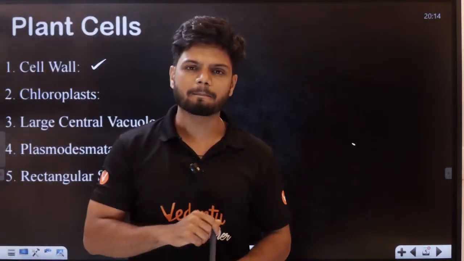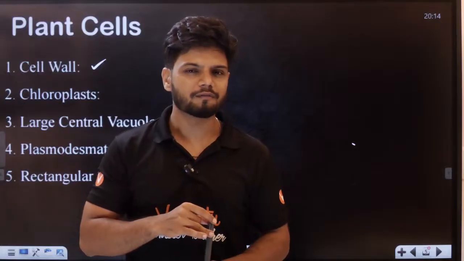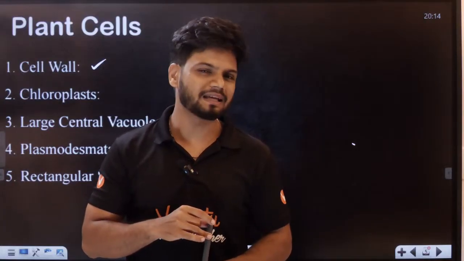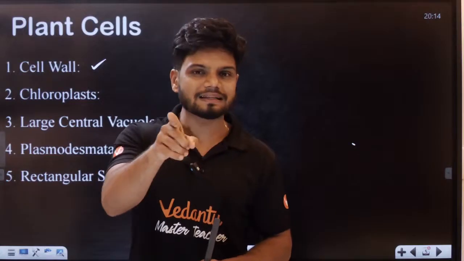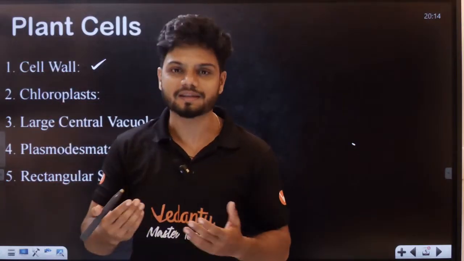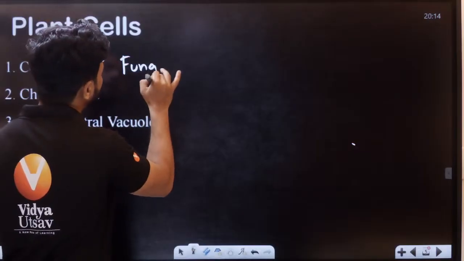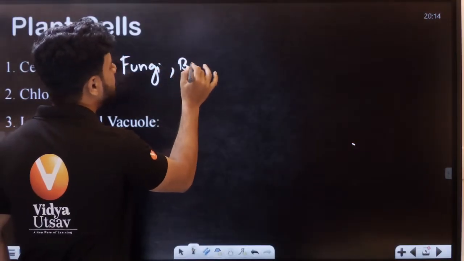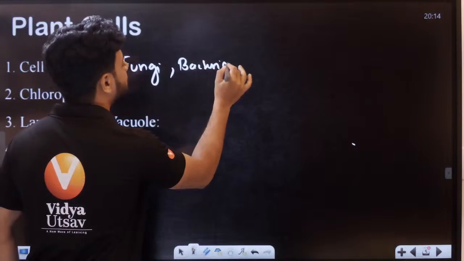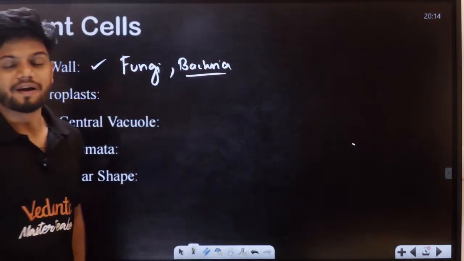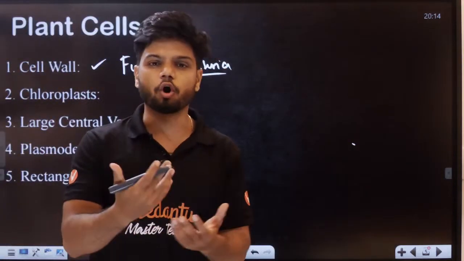Now, students, what about fungi? What about bacteria? Do you think fungus and bacteria also have cell wall? Yes, they do. So the cell wall is present in the case of fungi also, as well as bacteria. Even in the case of bacteria, we can find cell wall, though the cell wall composition is different.